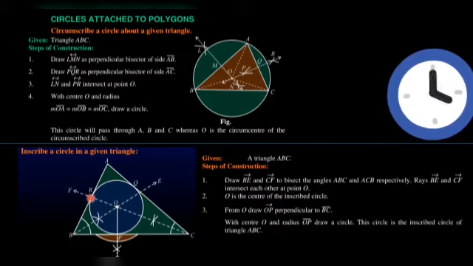We open the compass up to this side or this side or this side, and when we rotate the compass, a circle is obtained which is inscribed in this triangle. So you should have noticed that to circumscribe a circle, we draw perpendicular bisectors of the sides, and to inscribe a circle, we draw angle bisectors of the vertices.